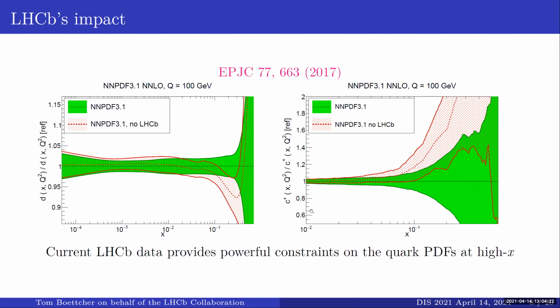In addition, NNPDF 3.1 was the first general purpose PDF fit to independently fit the charm PDF. And so you can see that LHCb provides some strong constraints on the charm PDF at x above about 0.1. In general, current LHCb data provides powerful constraints on the quark PDFs at high x.